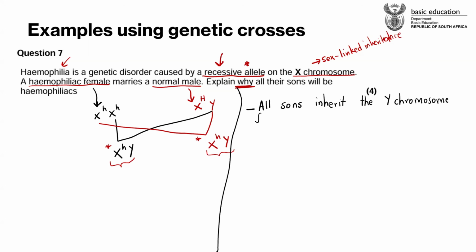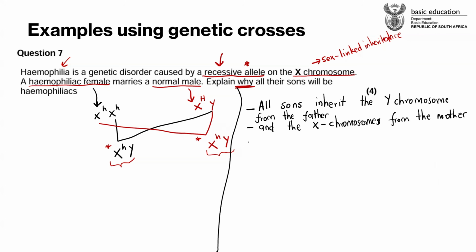Y chromosome from the father and the X chromosome from the mother. We know that, right? It's just a general statement. You haven't really given it the full meaning. So all the sons inherit the Y chromosome from the father, and they inherit the X chromosome from the mother.